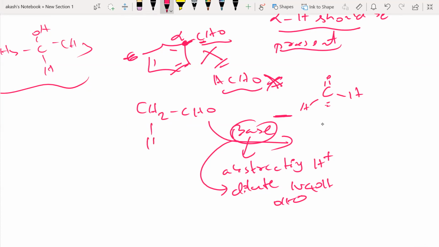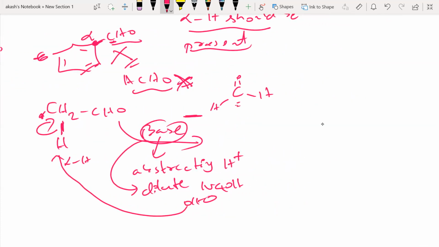This is your alpha position, and I know this is your alpha hydrogen. No issues. So what is going to happen? This H plus, this CH bond will break so that the electrons are going to go to carbon, and the H plus, the hydrogen, is going to lose electron, and that will be taken up by the OH minus. So now what is going to happen?